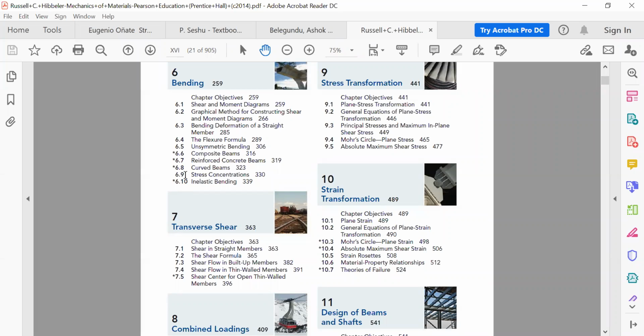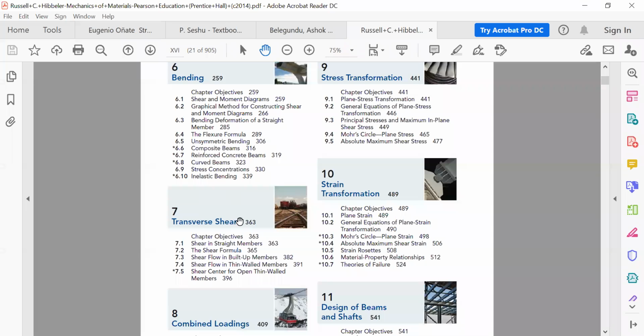We can say, as far as chapter 6 is concerned, it is the application of the first four chapters to the machine elements or the structural components, which are known as beams. Okay, so this is a very important chapter as far as your GATE exams or IES examinations are concerned. We'll be talking about it.